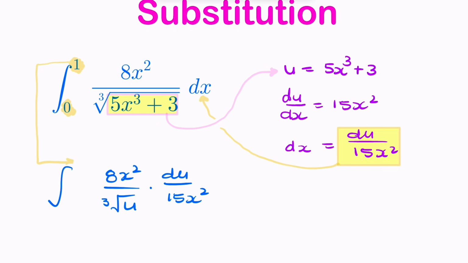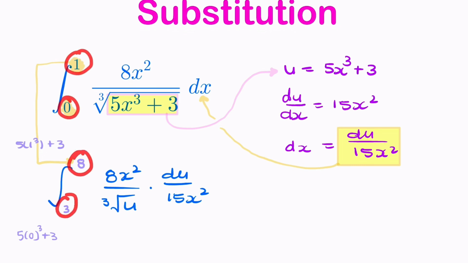So it'll be 5 times 1 cubed plus 3. So that's going to be 8. That's my upper limit. And the same for the lower limit. It's going to be 5 times 0 cubed plus 3. So that's going to be 3. So my limits have changed from being 0 and 1 to being 3 and 8. So these are the limits for u.